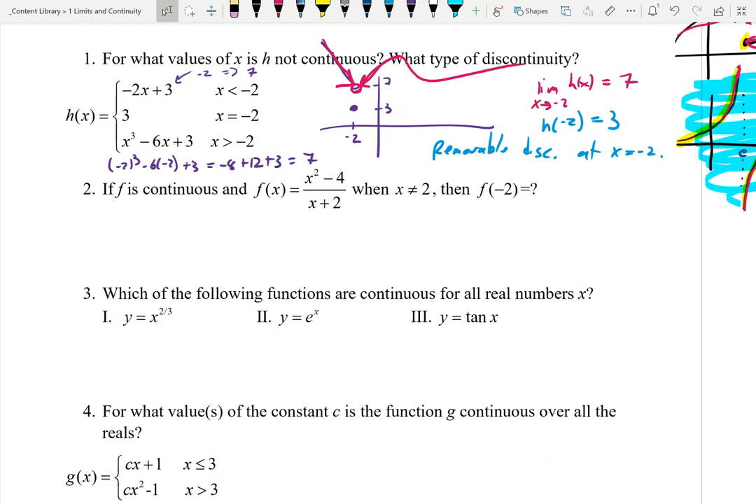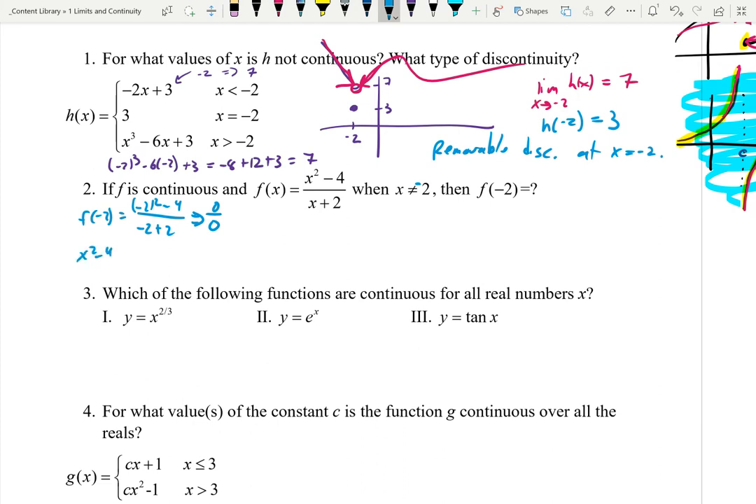All right, number 2: f is continuous and f of x is equal to this when x is not 2. That should be say -2, by the way. So we have a problem at -2. If you just try to substitute in -2 in place of x, you're going to get -2 squared minus 4 over -2 plus 2, which is 0 over 0. So we have something going on at 0 over 0.